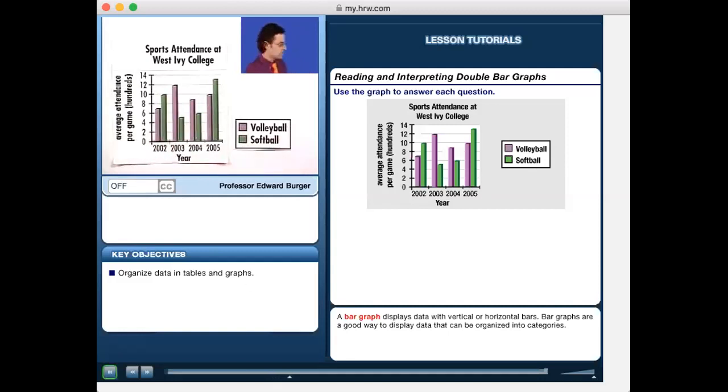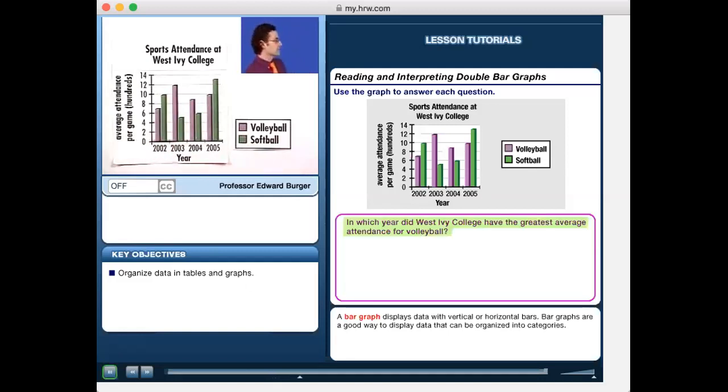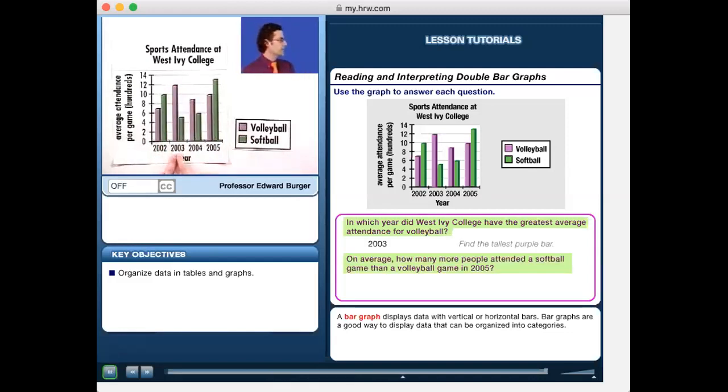Okay, so here we go. Here's the first question I want us to think about. In which year did West Ivy College have the greatest average attendance for volleyball? Well, volleyball is the purple, so I want to see where, in fact, we have the purple the largest. So the purple is the largest right here, so that's the year 2003. And on average, how many more people attended a softball game than a volleyball game in year 2005?